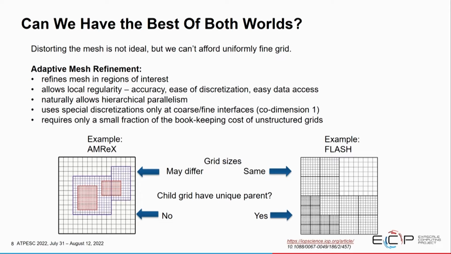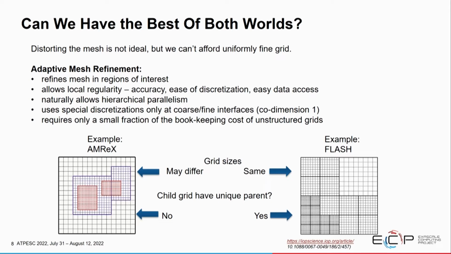So, special discretizations only at the interfaces. And again, in terms of bookkeeping, especially if you use a global index space, which is the way to go, then it's very easy to say, this coarse cell is next to this fine cell. I've got a global index space. I know the ratio. Okay, those are the things that are in common for all these block-structured mesh applications.